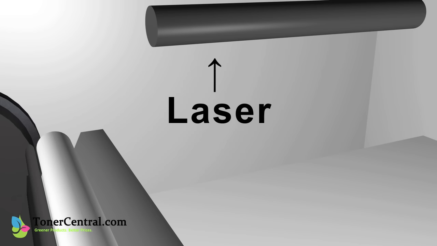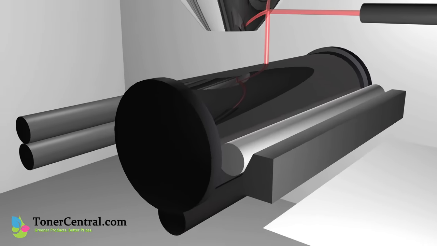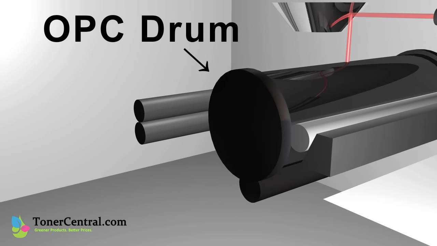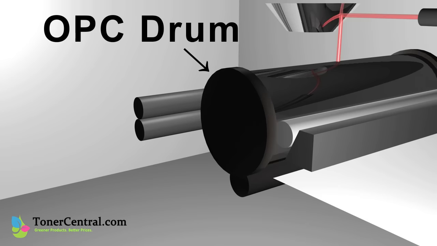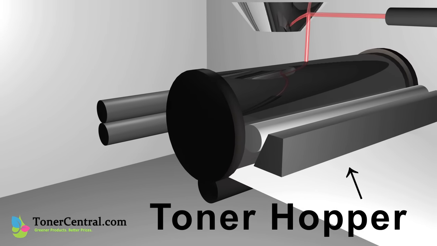Today we're talking about how a laser printer works. The first thing that happens is a laser unit fires a charged beam onto a mirror, drawing the shape of the image. This mirror reflects the beam onto the OPC drum, which creates a negatively charged image on the drum unit. The drum then rotates past the toner hopper, attracting the positively charged toner particles as it passes.